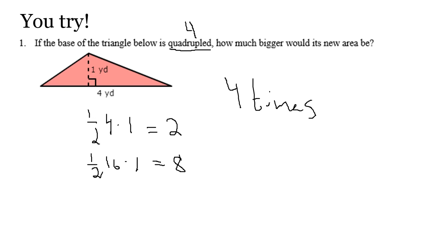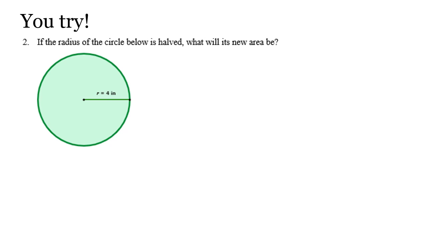Boom. Alright, next one. Alright, if the radius of the circle is halved, what would the new area be? So with circles, it's n squared, so we'll do half, and then we'd have to square that, and that would be 1/4. So the new area will be 1/4 or 1/4 as much.